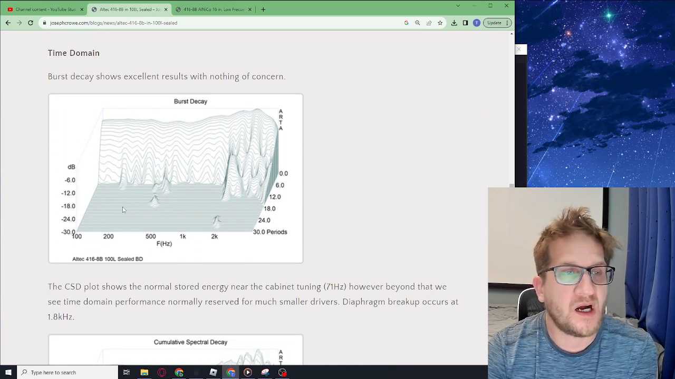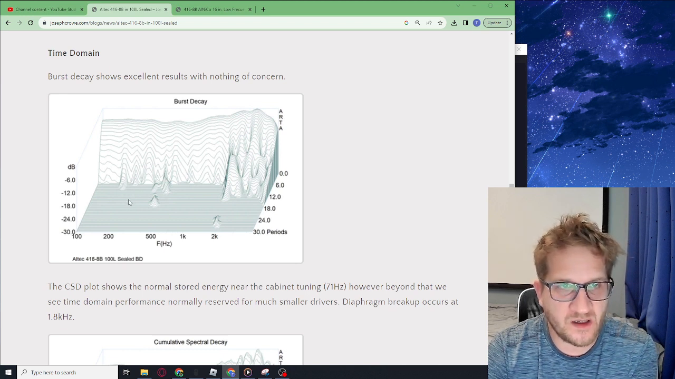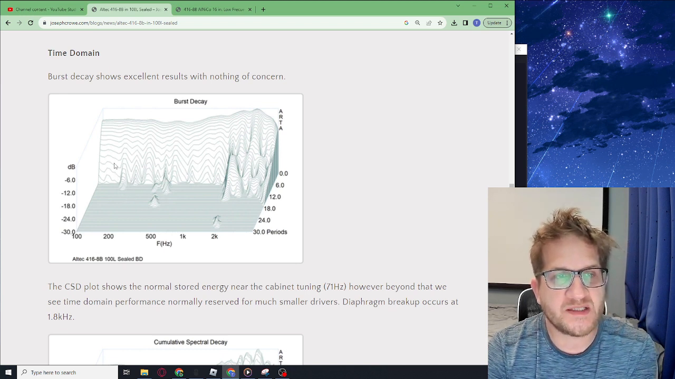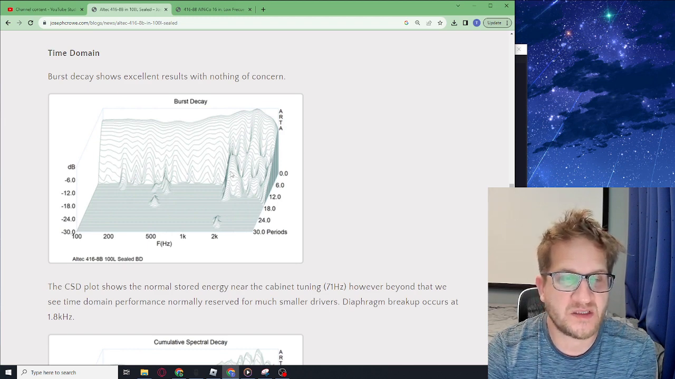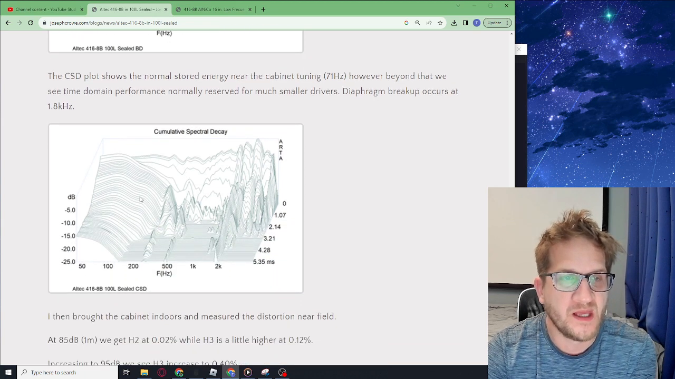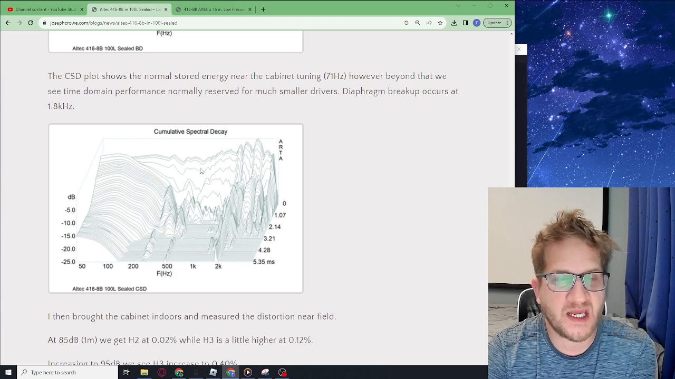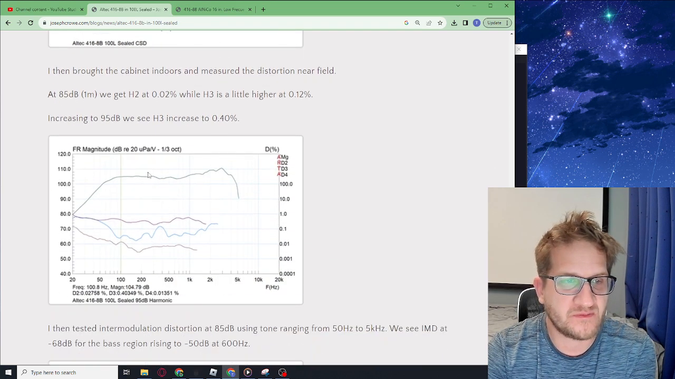So looking at time domain, this was done outdoors as well with no gating, so you can see that it does have a very clean burst decay until we get up into the upper region there, so that's actually quite impressive. Same with the CSD plot, very fast clean decay through its passband, so very impressive.